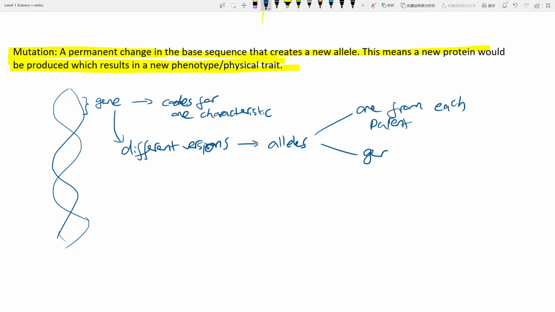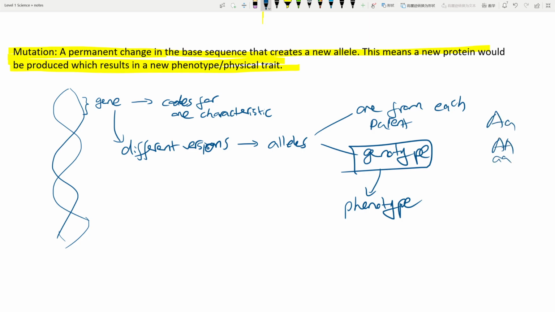which then determines your genotype. Now your genotype then determines your phenotype. What is genotype? Genotype is essentially the combination of your alleles: capital A, small a, capital A, capital A, small a, small a, the things that we talked about before. That's your genotype. That's what you inherited from your parents. And then the phenotype is what we can physically see. So this is the physical trait that we observe.